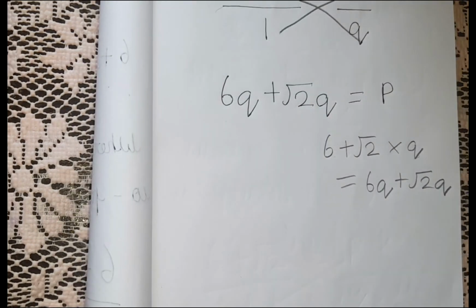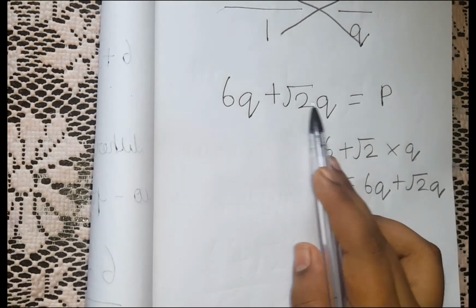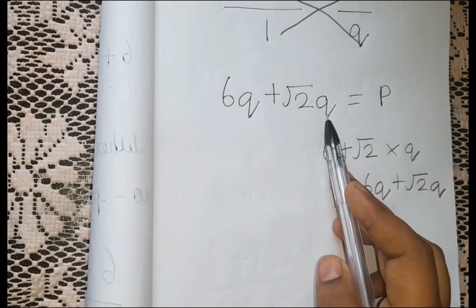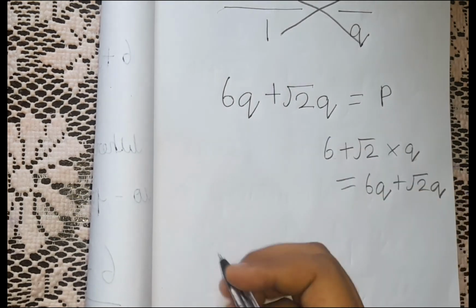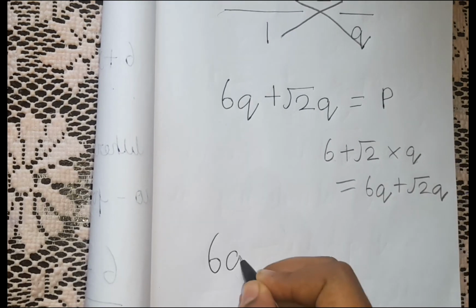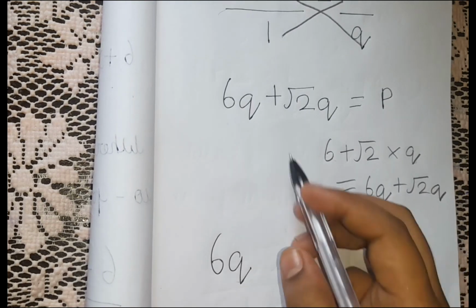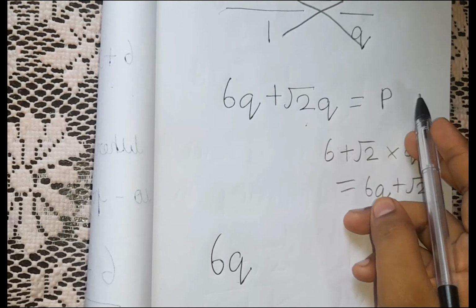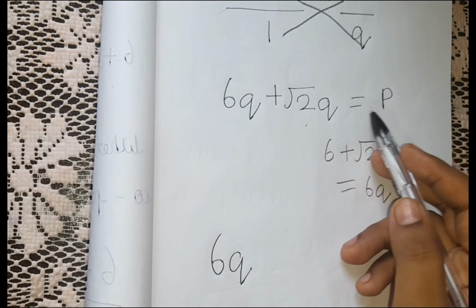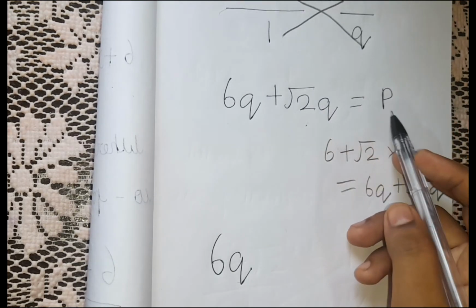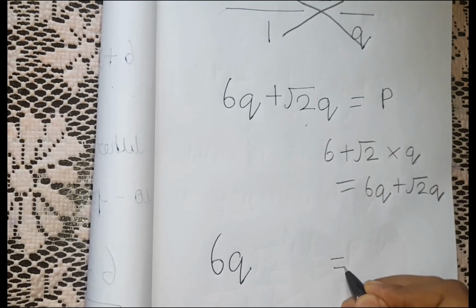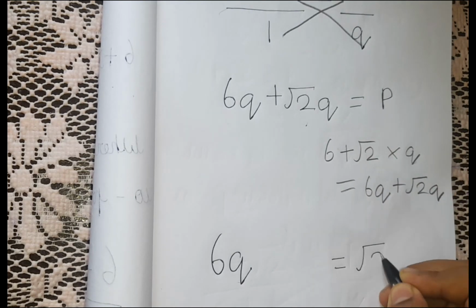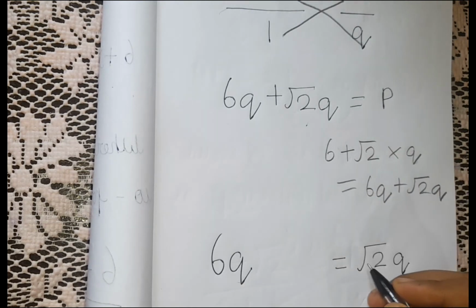Now what we shall do is take this term, root 2 into q, to this side. So 6q, this term is crossing the equal to bridge, so it comes this side. That means here it is root 2q. It is in the root form.